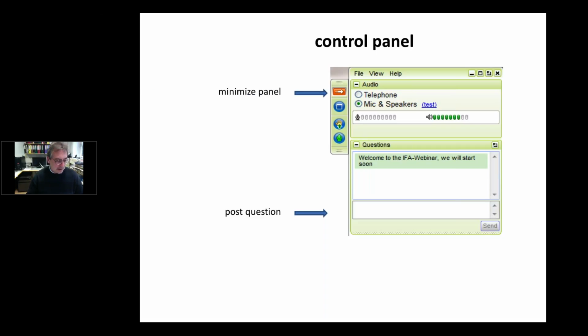There is an arrow in an orange box. With this you can minimize this control panel on your screen. Then you can also maximize the presentation on your screen with this icon. And then we have this hand. So if you want to tell us something, or if something does not work correctly, then click on this icon and raise your hand.